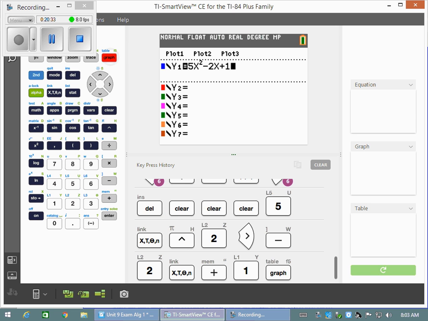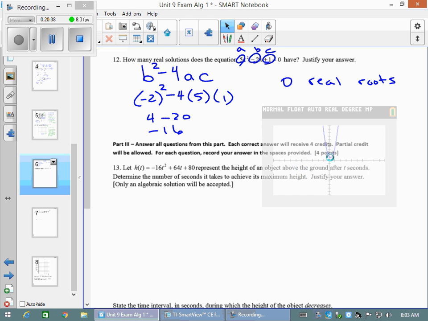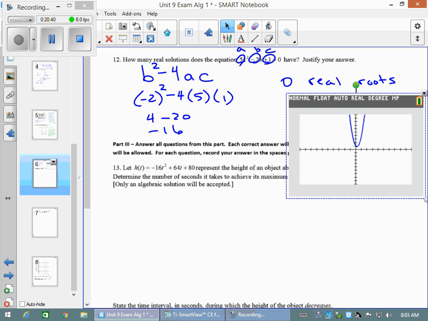Here's my equation. Notice it doesn't cross the x-axis. And also, if you had drawn this picture in as a sketch, and said because it doesn't cross the x-axis, there are 0 real roots, that would have been perfectly fine as another approach to that problem.